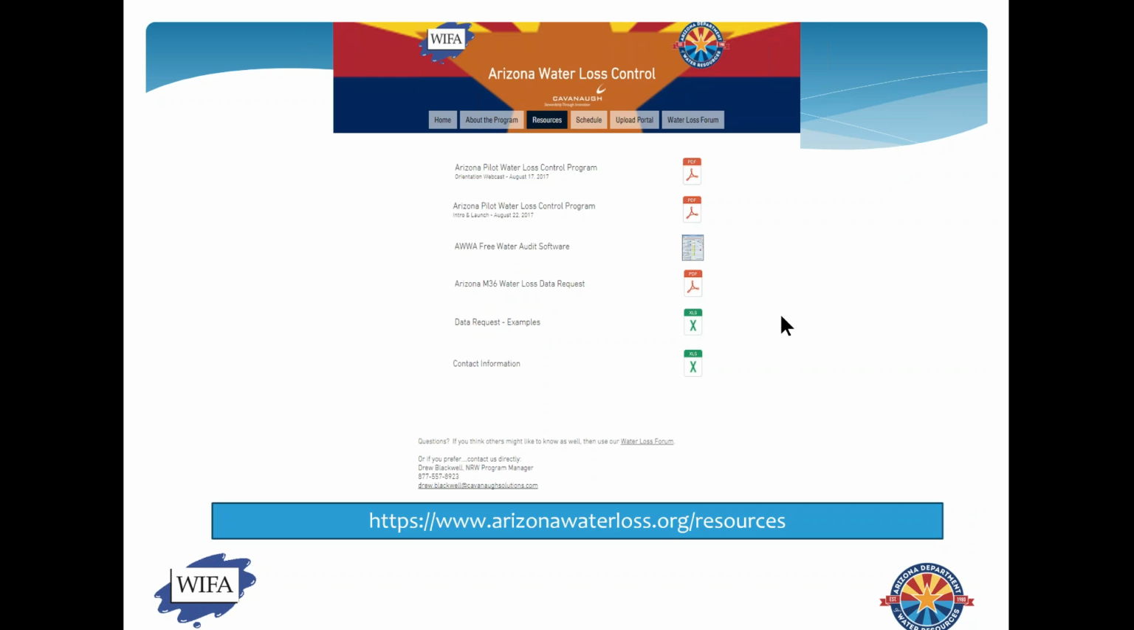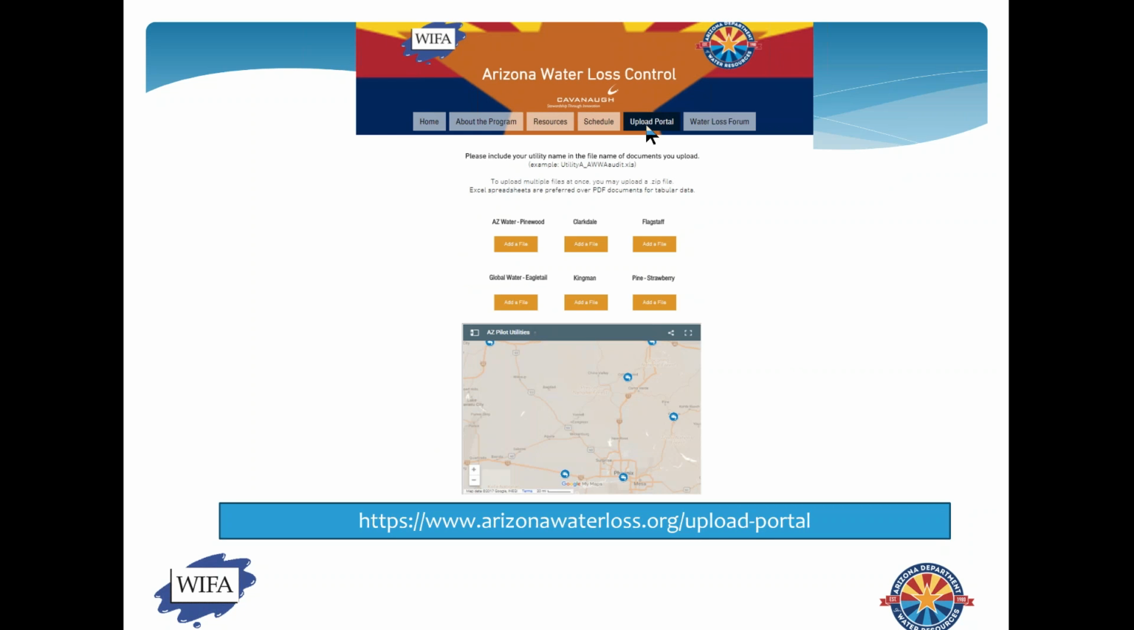When you do get your information together, we have an upload portal on the website for you. Go there, find your name, click the button, and you can basically browse on your computer to upload those files. If you prefer email and just sending it to us by email, that's fine too. We'll take it that way, but this way is a little bit easier.